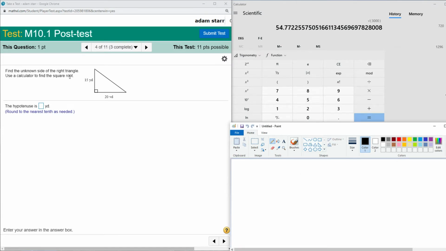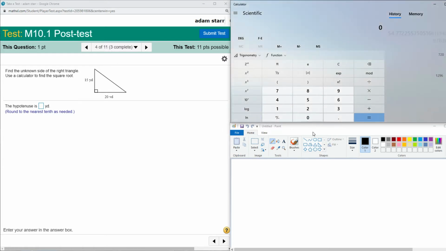Okay, find the unknown side of the right triangle. Use a calculator to find the square root. So again, we just have a diagram where we have 2 sides of the triangle. It's asking us to find the third side of that right triangle. Again, we're going to identify where the hypotenuse is. Again, here's my right angle. So the opposite side across from it is this length, which is unknown. So in this case, I don't know what C is. So I know what A and B is.